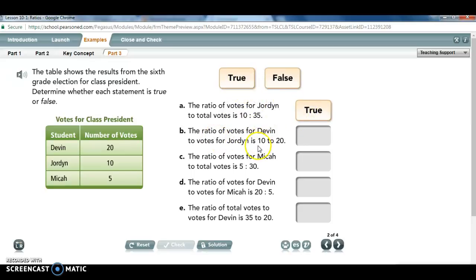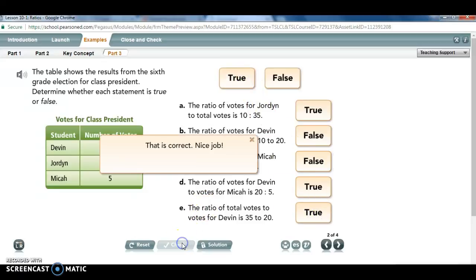The ratio of votes for Devin to votes for Jordan is 10 to 20. The ratio of votes for Micah to total votes is 5 to 30. The ratio of votes for Devin to votes for Micah is 20 to 5. And the ratio of total votes to votes for Devin is 35 to 20.